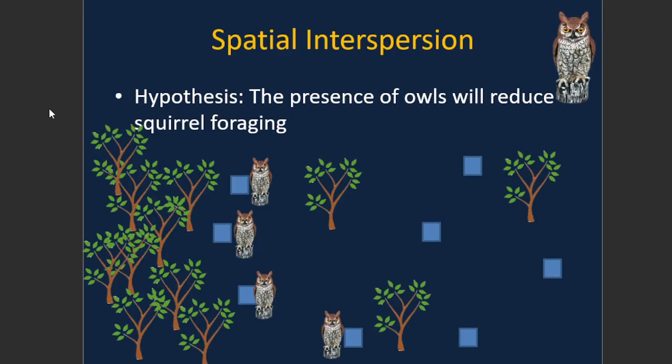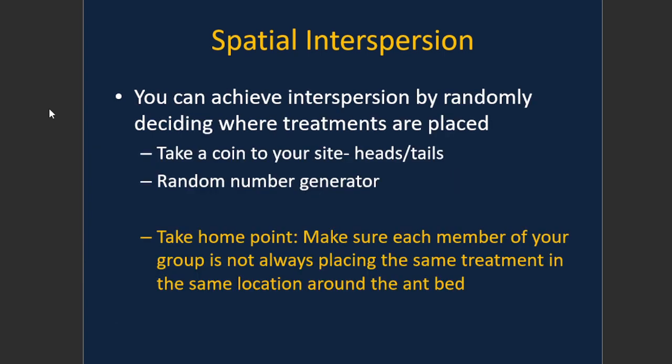So, spatial interspersion. The hypothesis is the presence of owls will reduce squirrel foraging. So you see here presence of owls, and then you see squirrel foraging in the blue squares. You would like to randomize it throughout the environment so it's not just grouped along the tree line and it's not just grouped out in the field. You can achieve interspersion by randomly deciding where treatments are placed.